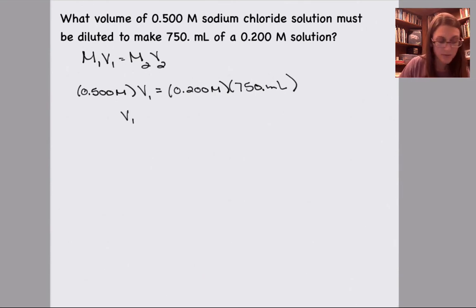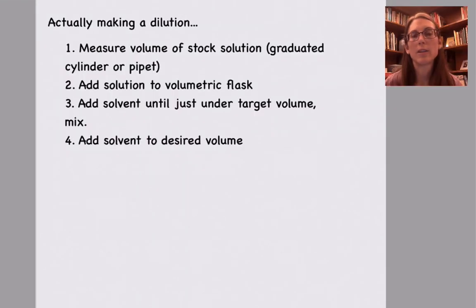I can solve this for my volume, and I'm going to find that I need to dilute 300 milliliters of that initial solution. Something you might notice is a little different. I did use milliliters instead of liters for the volume. You can use either. Because the units on the left side and the right side of the equation are going to be the same, you can use either liters or milliliters and everything will be fine. Unlike the regular molarity equation that you have to use liters in. Here, you can pick.